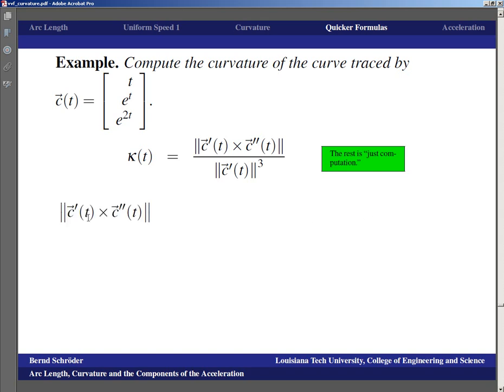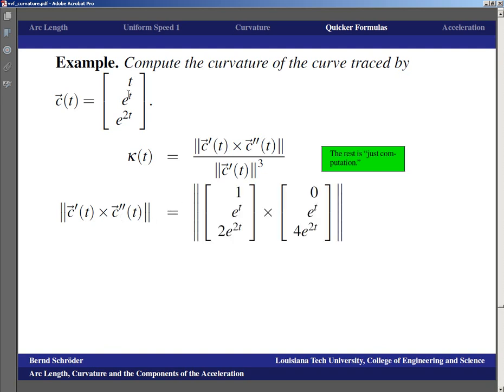So, C prime cross C double prime. Well, what would that be? C prime is (1, e to the t, 2e to the t). C double prime is the derivative of that, so it's (0, e to the t, 4e to the 2t). We have to work out the cross product and then take the norm. Well, the cross product, what do we get? We get e to the t times 4e to the 2t, which is 4e to the 3t, minus 2e to the 3t from here, so that's 2e to the 3t for the first one.